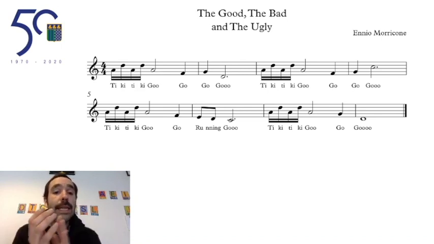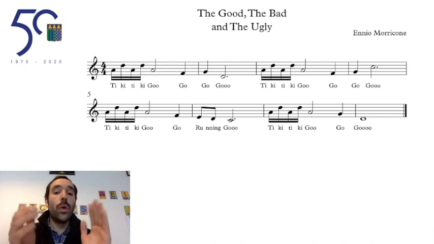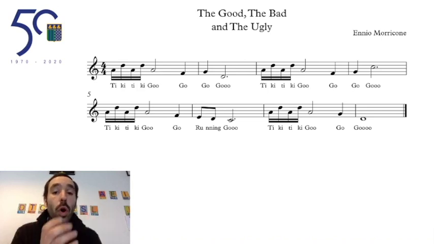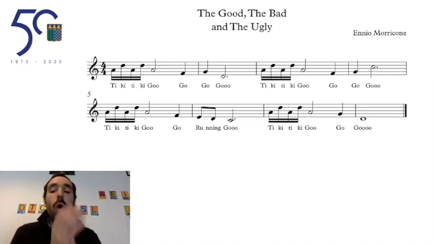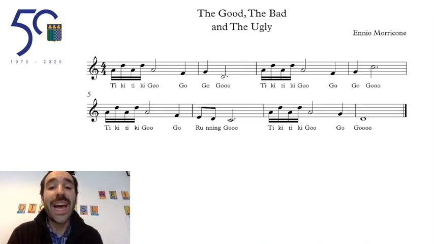1, 2, 3, 4. Tiki tiki, go, go, go, go. Tiki tiki, go, go, go, go. Tiki tiki, go. Go, running, go, tiki tiki, go, go, go. Those are the keywords, and that is the rhythm of the song.